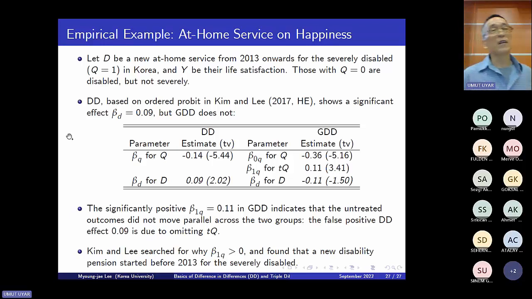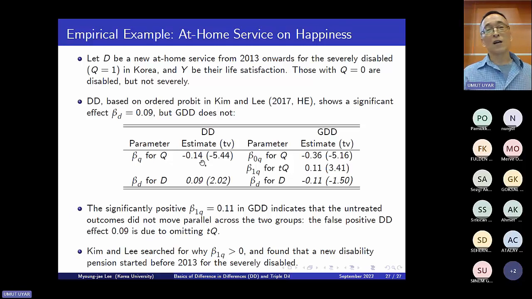You see, the outcome, life satisfaction, is ordinal. It says very satisfied, a little satisfied, neutral, unsatisfied, very unsatisfied. So outcome is ordinal or not cardinal. So we applied ordered probit to implement the DD and GDD. So in DD, here is the result for DD. And this is the group effect, and this is the treatment effect.